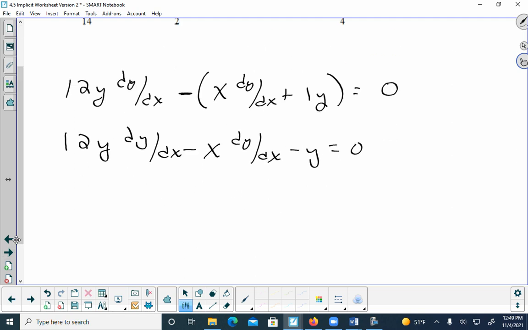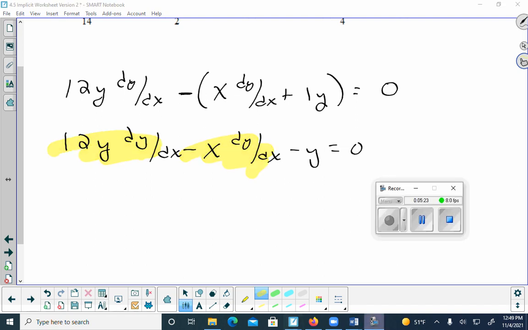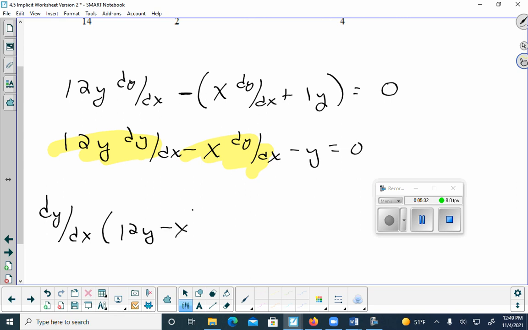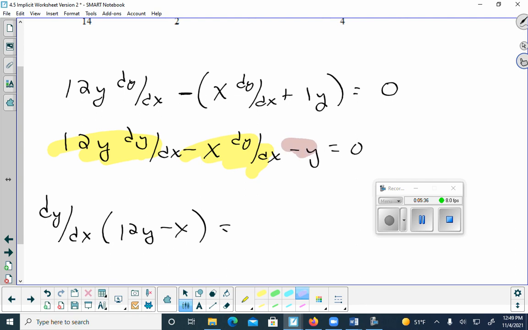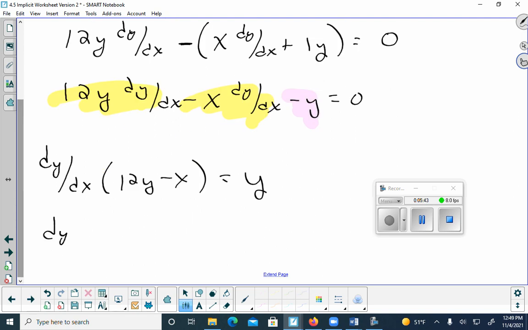Anything with the dy/dx is going to stay on the left side. So I'm going to have dy/dx, and then this will be 12y minus x. Anything without the dy/dx, which is just going to be this y, is going to go over to the other side, and it's going to have a sign change, so that'll be negative y. So then dy/dx is going to equal negative y divided by 12y minus x.